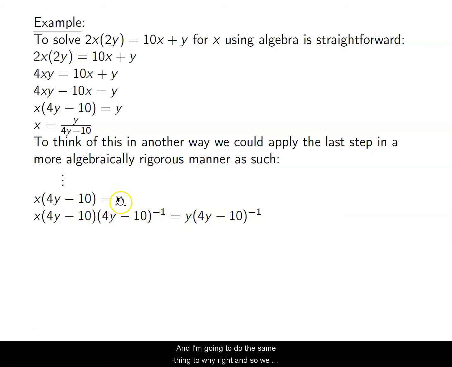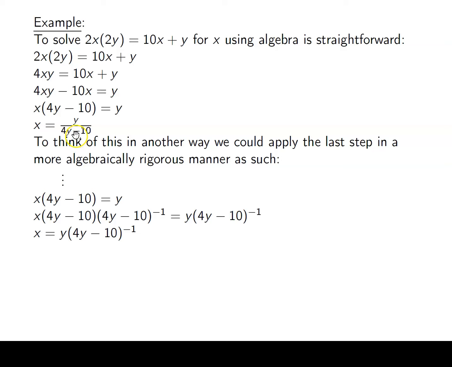And I'm going to do the same thing to y, right? And so we know how powers work. I have the same base. I have 1 plus -1 gives me a power of 0. Anything to the 0 power is just 1. These things cancel out, or you can think of it as 4y minus 10 times 1 over 4y minus 10, right? They cancel out. And I have the exact same answer, but now it is in a power form, rather than looking like a rational function, okay?